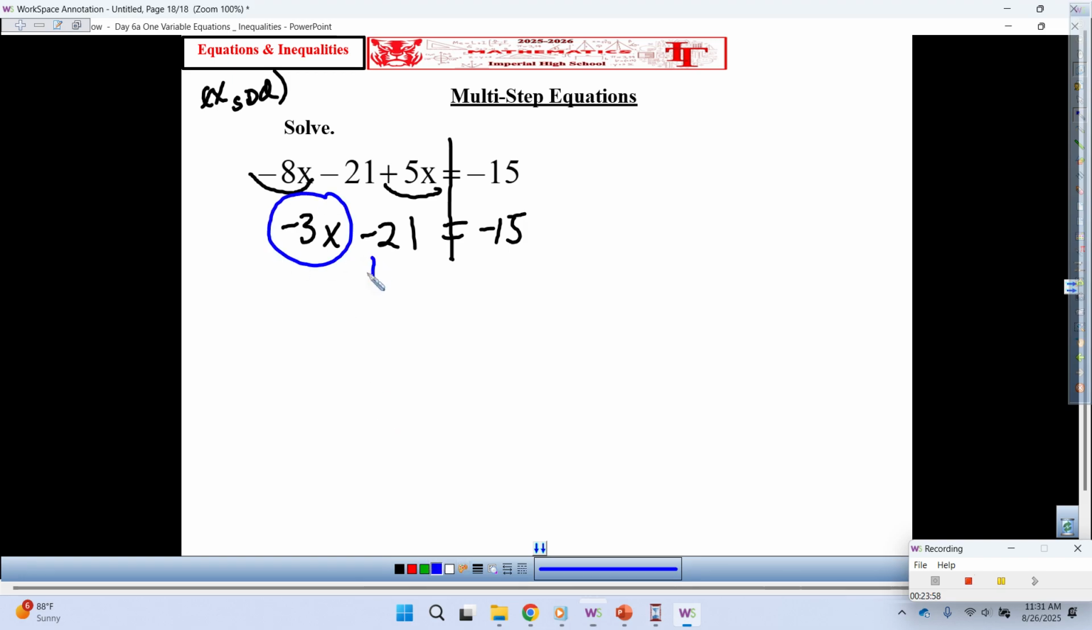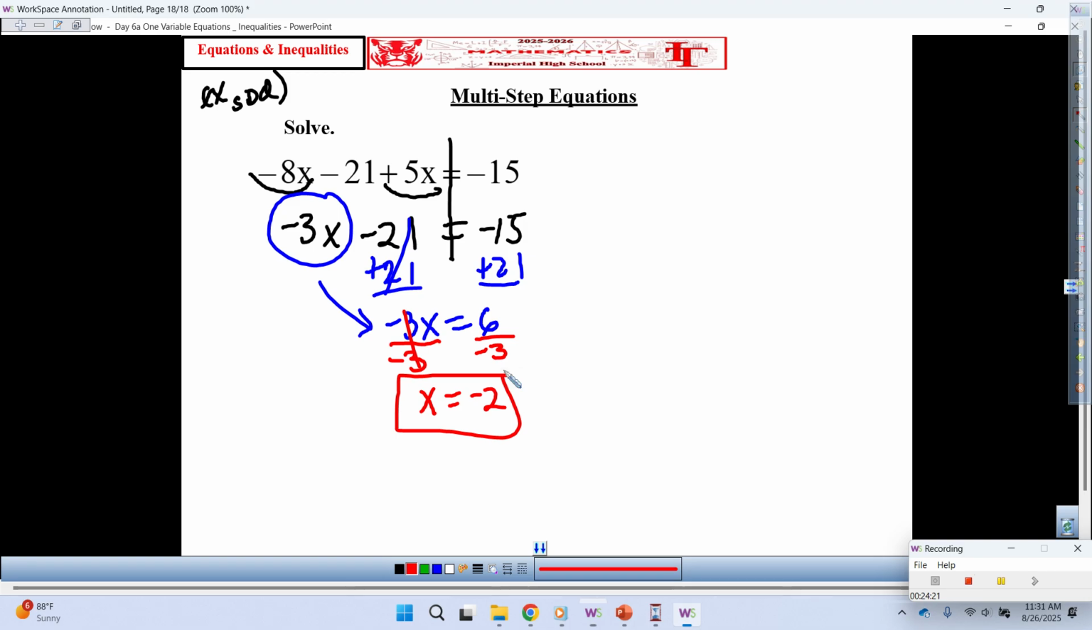So, what do? Plus 21 plus 21. That leaves us with negative 3x equals 21 minus 15, that is 6. And last but not least, the negative 3 is multiplying. What is the inverse? Divide by negative 3 both sides. X equals negative 2. Man, these are tweezy. Not too easy, they're tweezy. That's my word right there. How about them apples? All right.